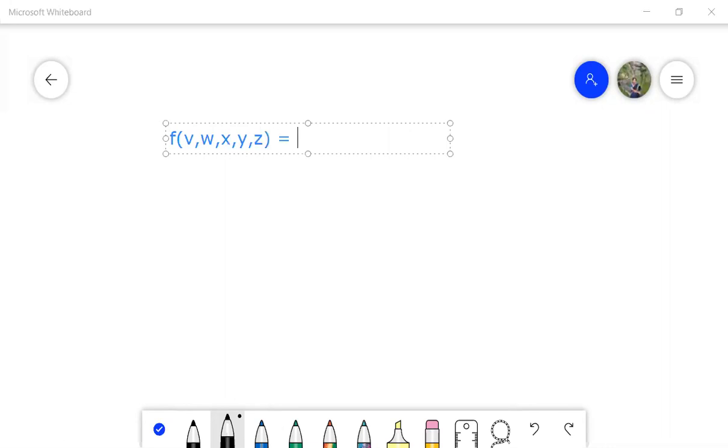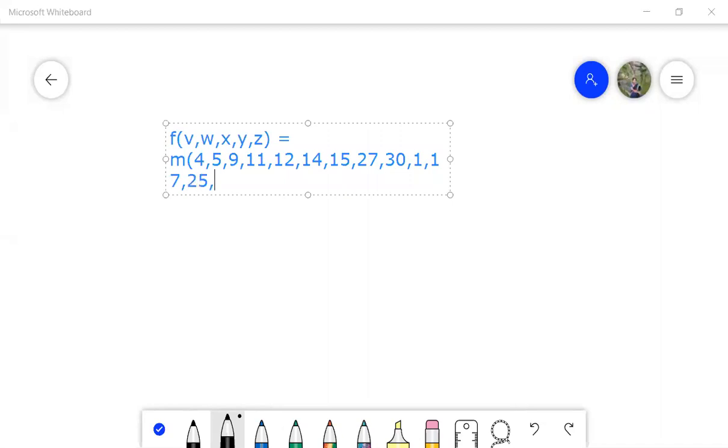Now in this, it is summation m of m4, m5, m9, m11, m12, m14, m15, m27, m30, m1, m17, m25, m26 and m31. This is the question which is given in terms of min term format.